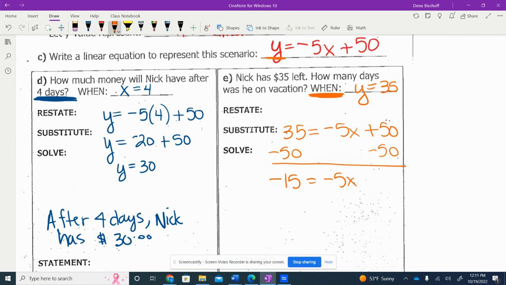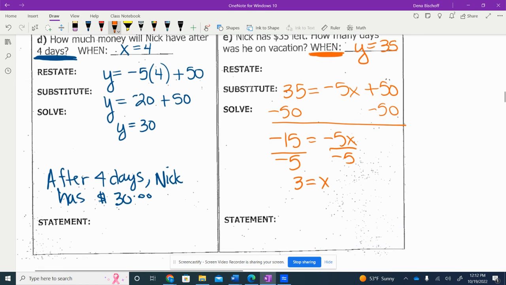What should I do next, Naya? How do I solve that? Negative 15 equals negative 5x. I'm trying to get x alone. Yeah, awesome. I'm going to divide both sides by negative 5. A negative divided by a negative is a positive. 15 divided by 5 is 3. So how many days was he on vacation if he has $35? He was on vacay for 3 days.